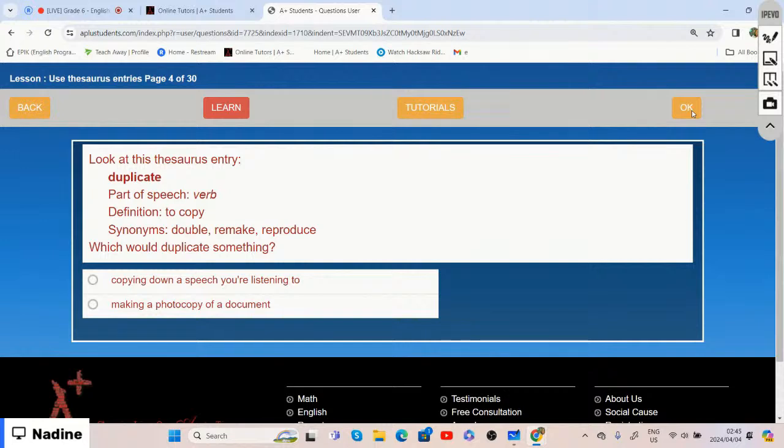So now we need to say which would duplicate something. Is it copying down a speech you're listening to or making a photocopy of a document? This is now where you duplicate something, you're making something double.